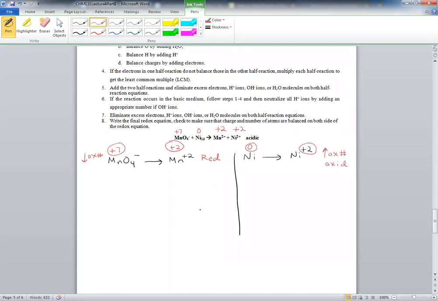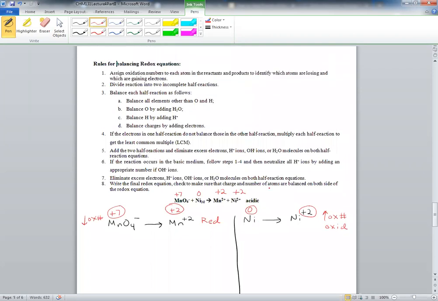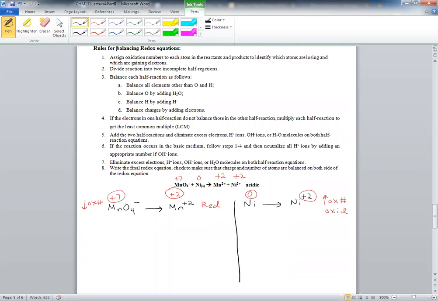Now, step 3 is new, entirely new, and it's the most important step. So you are to do this in this order and this order only. You cannot jump around. First step, A, and notice how I'm going to apply it as I go. It says balance all elements other than O and H.